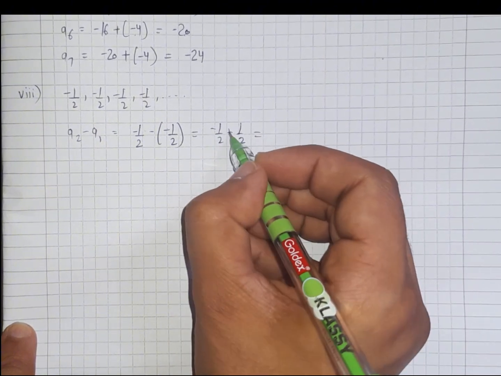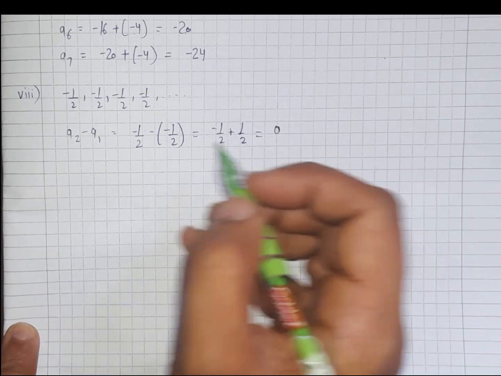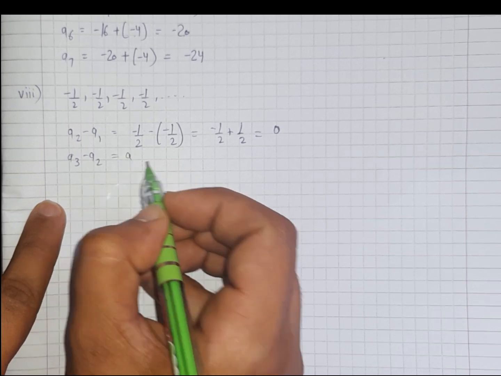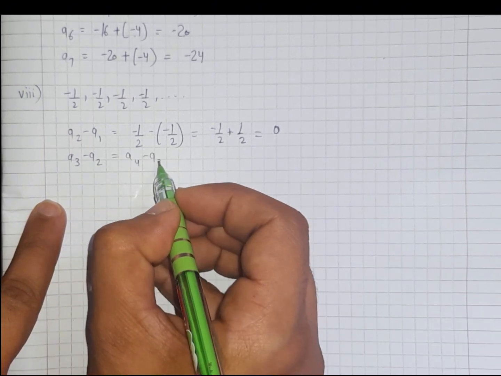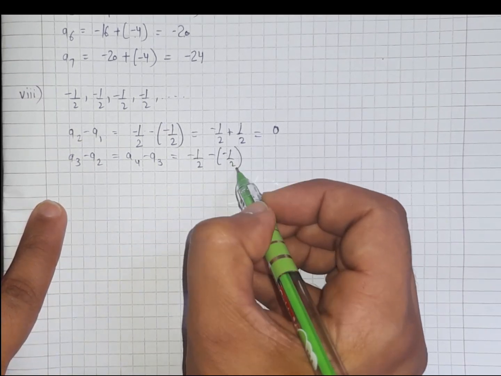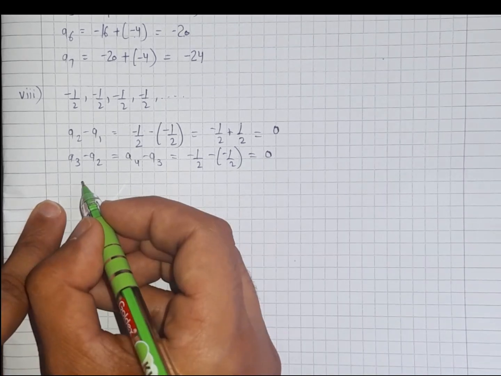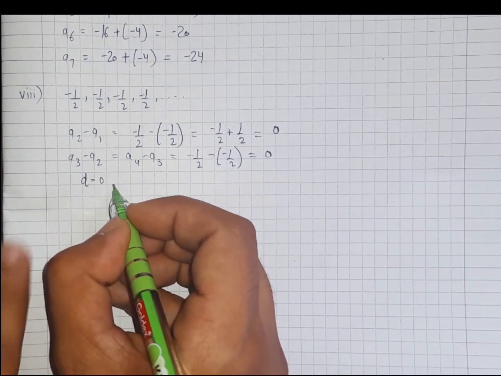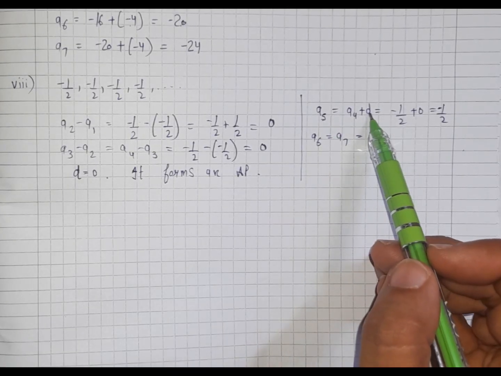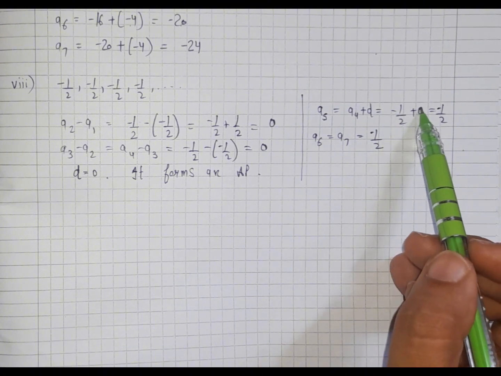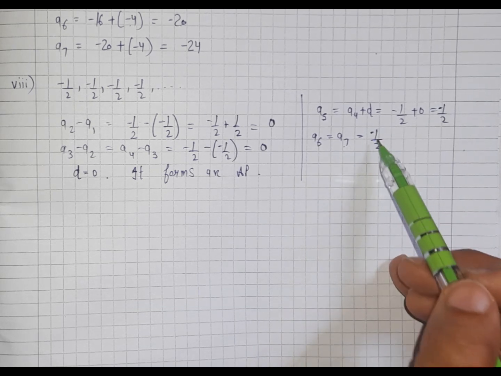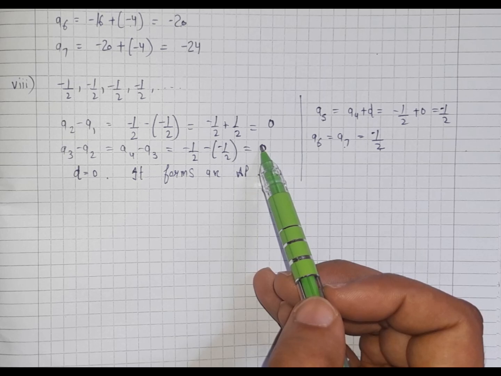Now minus 1/2 plus 1/2 equals 0. Similarly, a3 minus a2 also equals a4 minus a3, that is minus 1/2 minus minus 1/2 equals 0. So here the difference equals 0. It forms an AP. Now the fifth term equals the fourth one plus d, that is minus 1/2 plus 0 equals minus 1/2. Similarly, the sixth and the seventh terms also equal minus 1/2 because the difference is 0.